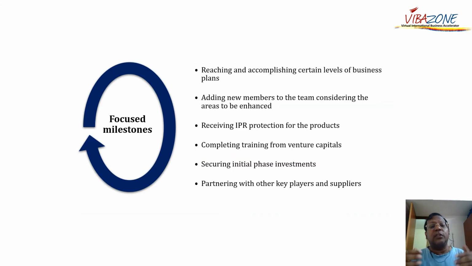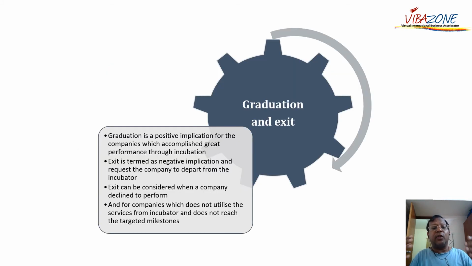Following through, focus on milestones. We need to make sure they are reaching and accomplishing certain levels of business plans. So we need to see how they are going to add new members accordingly. They are receiving IP protection, competing training from venture capitals, securing initial phase investments, partnering with the other key players and suppliers. All these should be focused into the milestones. And then graduate and exit.